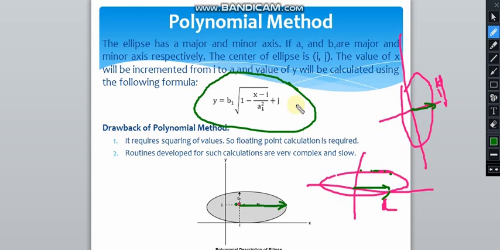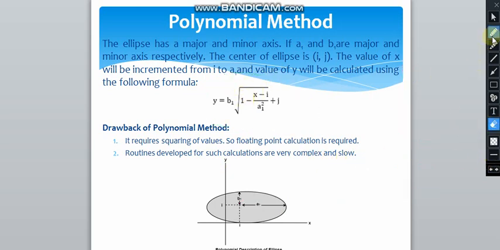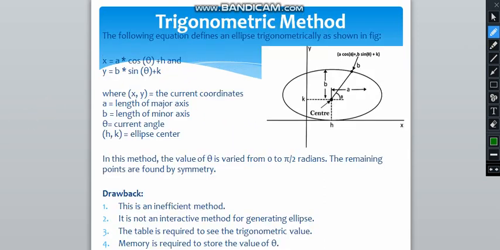We will solve all this using one example in the tutorial class. The drawback of this polynomial method is that it requires squaring of values, so floating point calculation is required. तो यहाँ पे स्क्वायर करना पड़ता है, that increases the complexity of the program, and routines developed for such calculations are very complex and slow. While calculating the square root and the square, it is very complex.